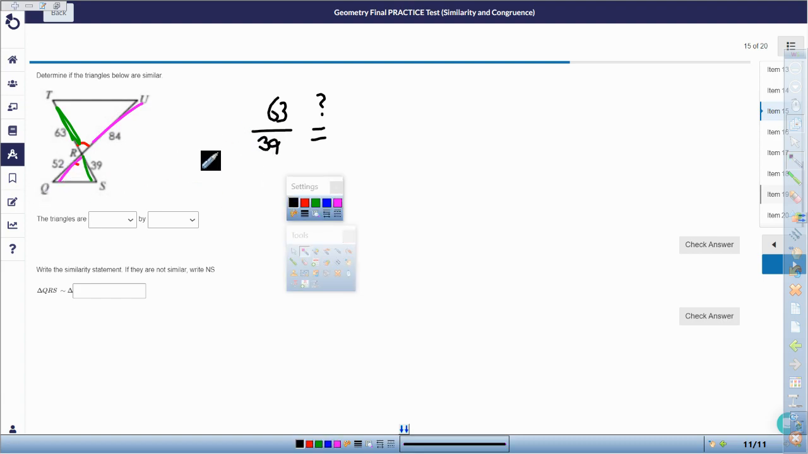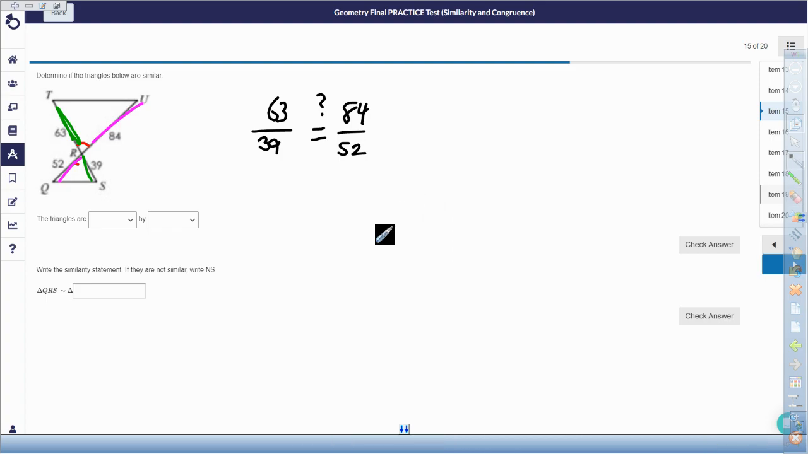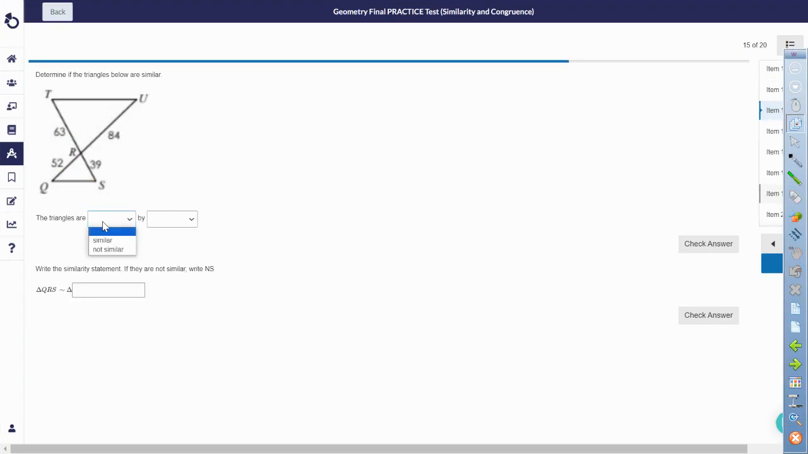Notice what I did when I made this ratio: top triangle over bottom triangle. I'm still going to do top triangle over bottom triangle. On these, we don't need fractions, just divide them and see if they give you the same number. So 63 divided by 39 gives me 1.615, and it goes on, but I should get the exact same number on this one if they're similar. 84 divided by 52, yeah, 1.615, and it goes on. So yes, that works out, and these are similar. The triangles are similar because of side angle side.